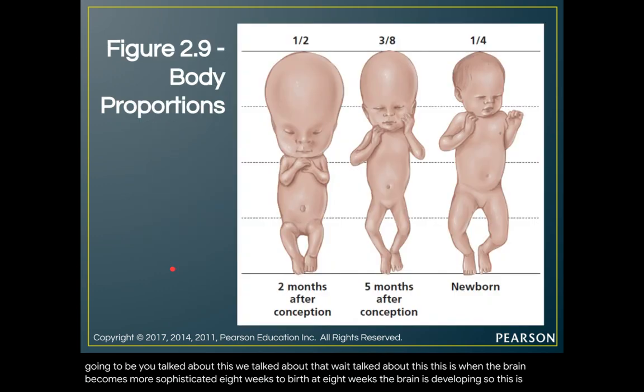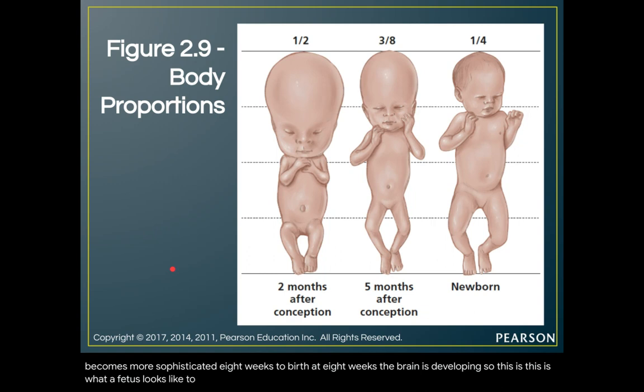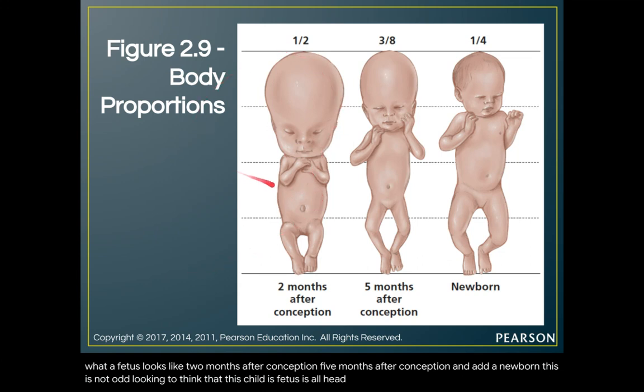So this is what a fetus looks like 2 months after conception, 5 months after conception, and at a newborn. Is this not odd looking to think that this child, this fetus, is all head at the beginning and then equals out by the end?